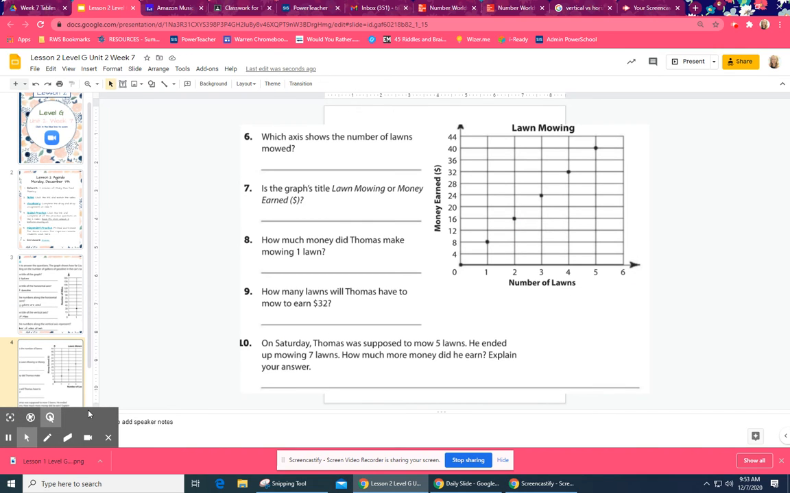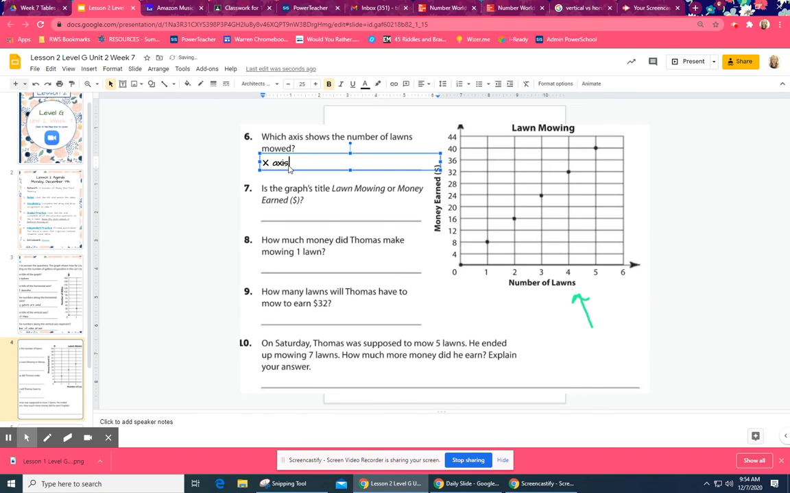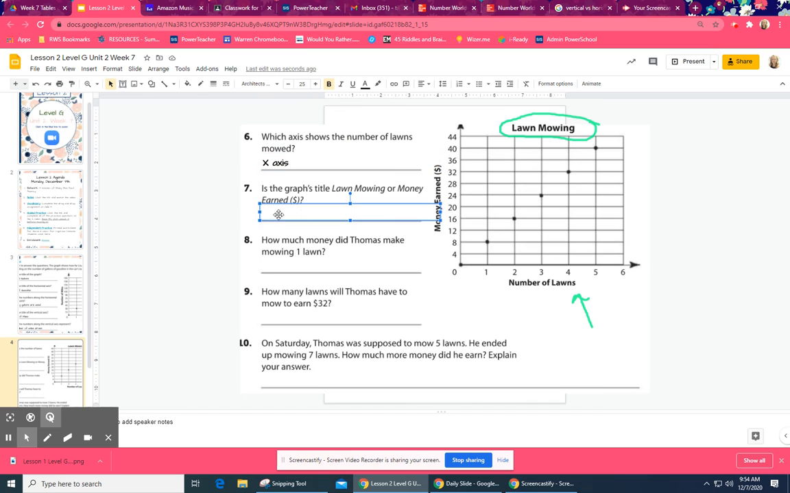On this page, we're going to actually kind of dig into how to read the graph. So there's still some basic questions. Which axis shows the number of lawns mowed? Look at the titles. Number of lawns is right here, and that's the x-axis. So we're going to label it as such. Is the graph's title lawn mowing or money earned? Well, the title's always at the top, so it looks like the title is lawn mowing.